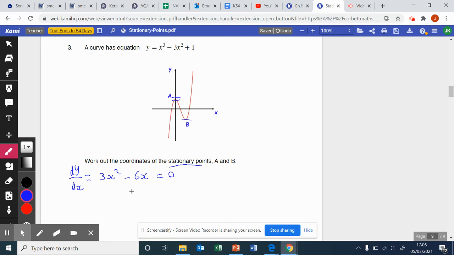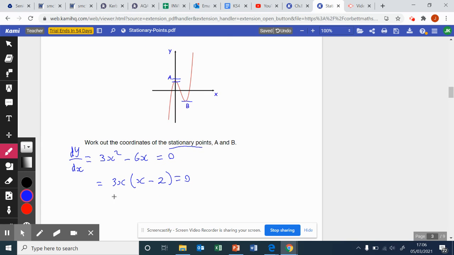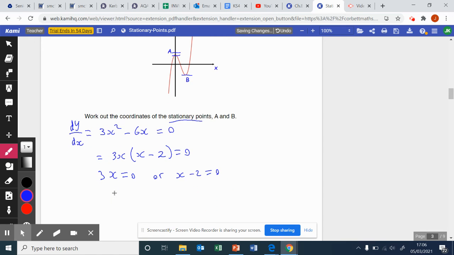Okay, so if we have 3x squared minus 6x equals 0, we can factorize, well, I guess we can factorize 3x. And then we get x minus 2 equals 0. So that means that either 3x equals 0 or x minus 2 equals 0, which means that x equals 0 or x equals 2.